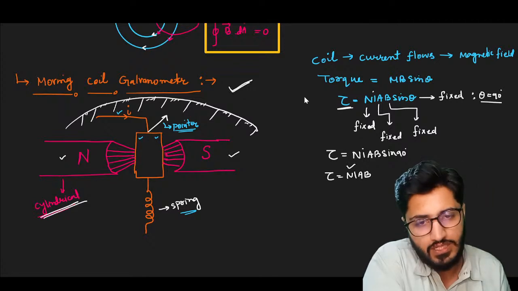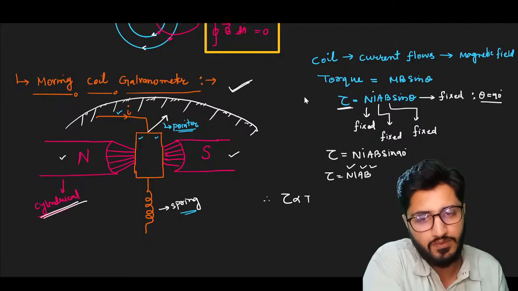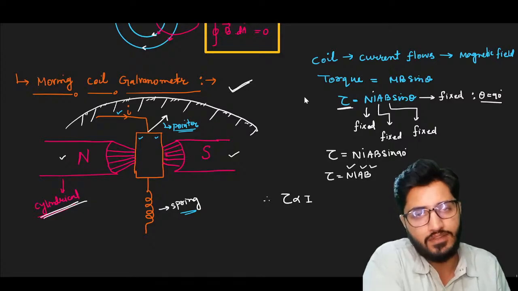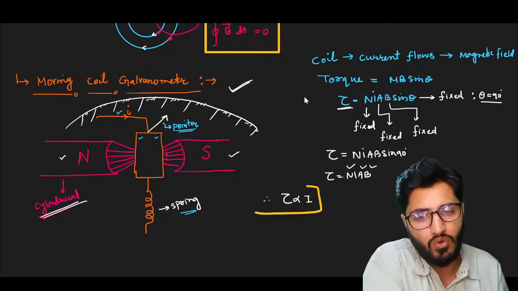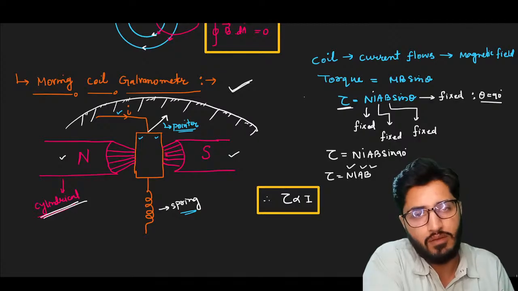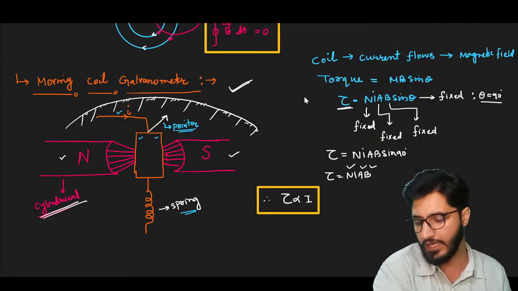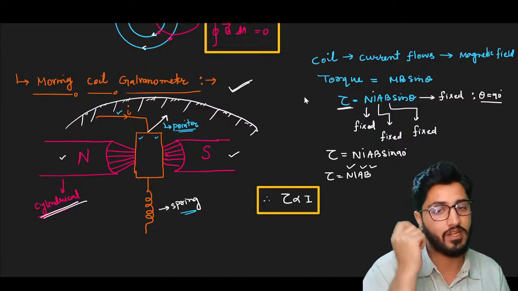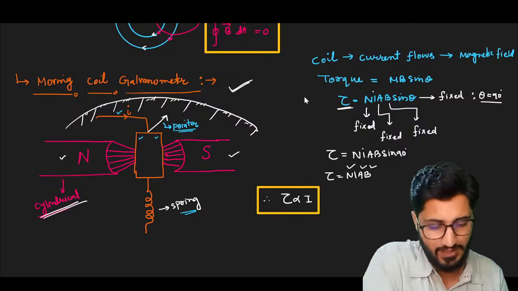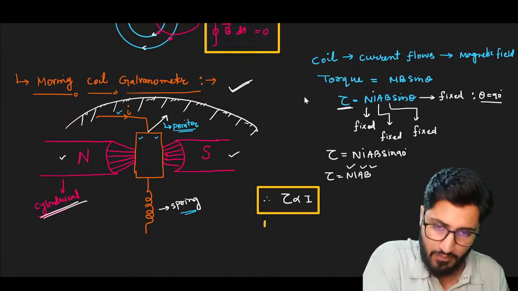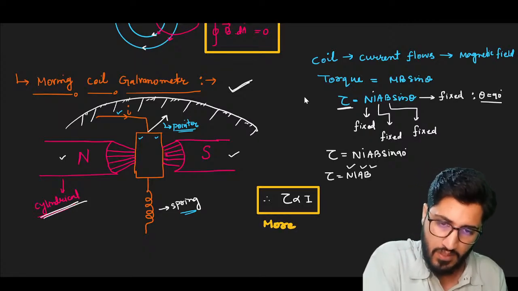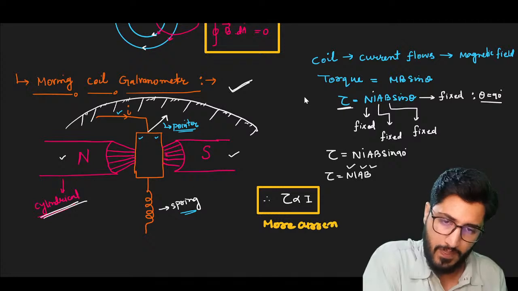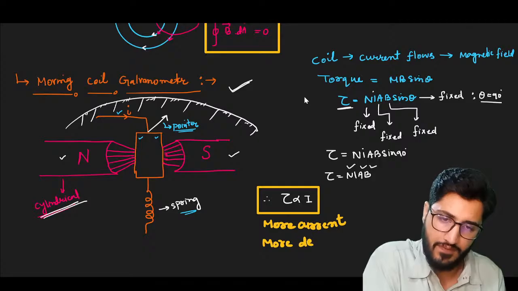N is constant, A is constant, B is constant. Therefore, I can write torque is proportional to current. This simply indicates that if you have more current in the coil, there will be more deflection, that is, more torque. So more current, more deflection.